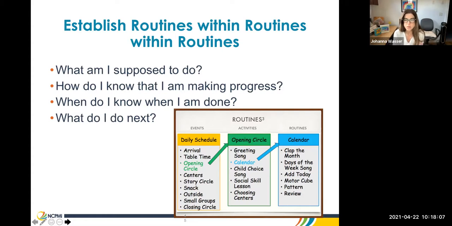And so in this example, you can see the daily schedule. That first routine is the whole day. That next breakdown of routine is, well, what does opening circle look like? So then you see all the different activities within opening circle. And then even more so, within that, what does calendar look like? And then you break that down. We break down every one of those activities and every one of those second routine activities to the third routine. So we have more examples that I can show you if you want.